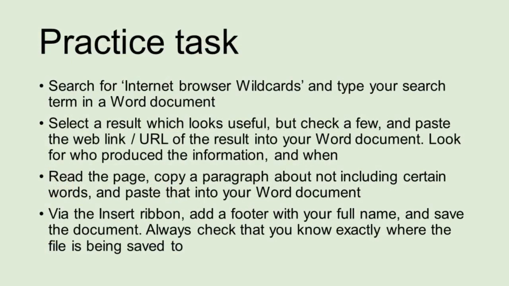Practice task. Search for Internet Browser wildcards and type your search term into a Word document. Select a result which looks useful, but check a few, and paste the web link of your result into your Word document. Look for who produced the information and when. Read the page, copy a paragraph about not including certain words, and paste that into your Word document. Via the Insert ribbon, add a footer with your full name and save the document. Always check that you know exactly where the file is being saved to.